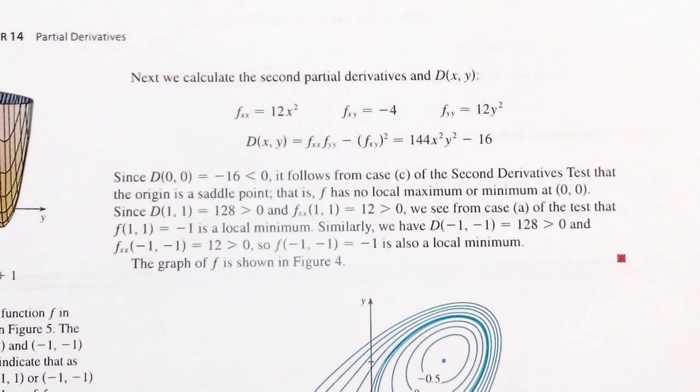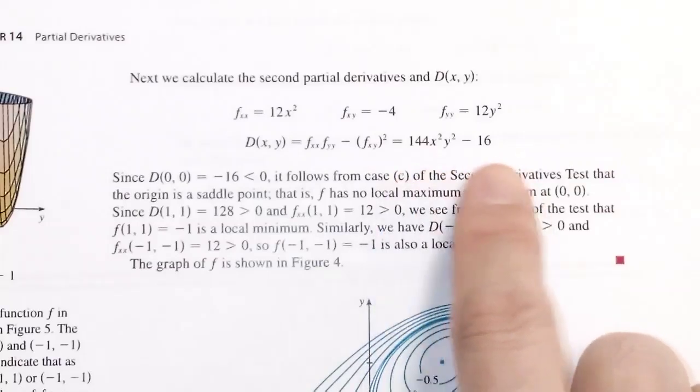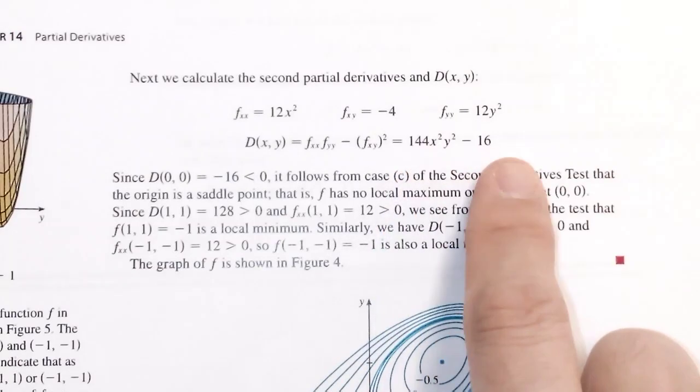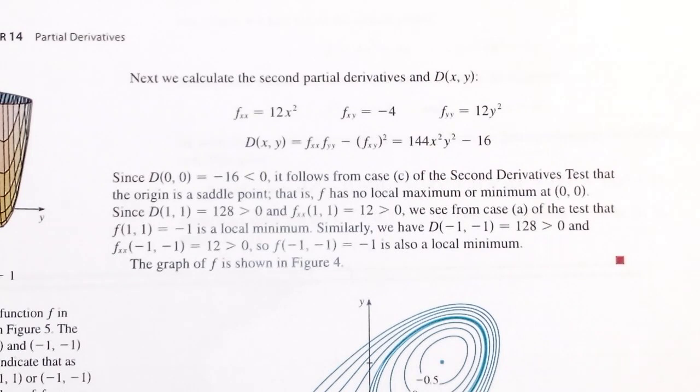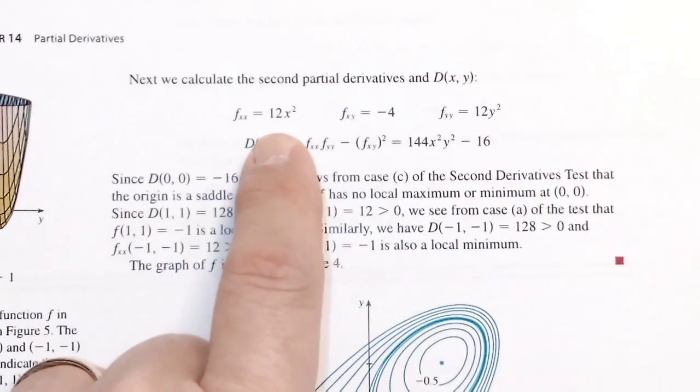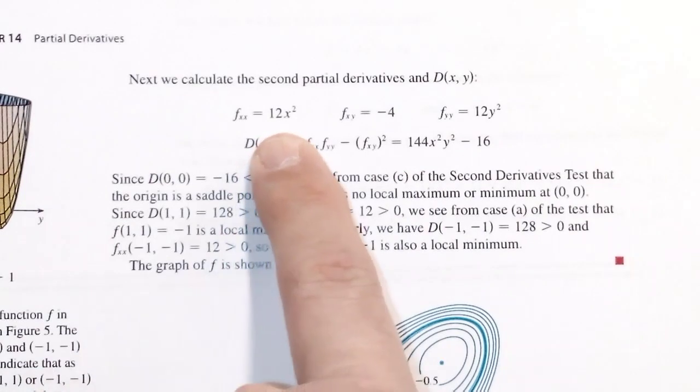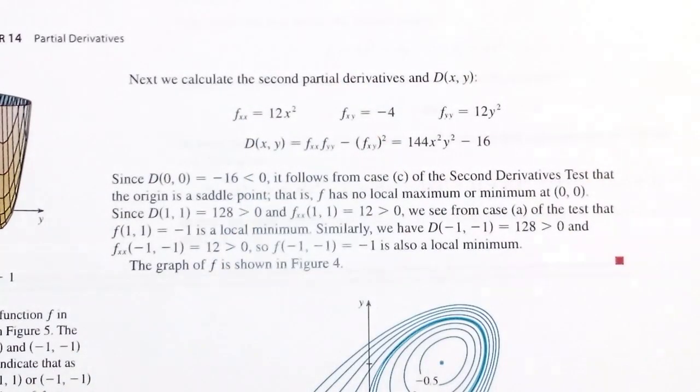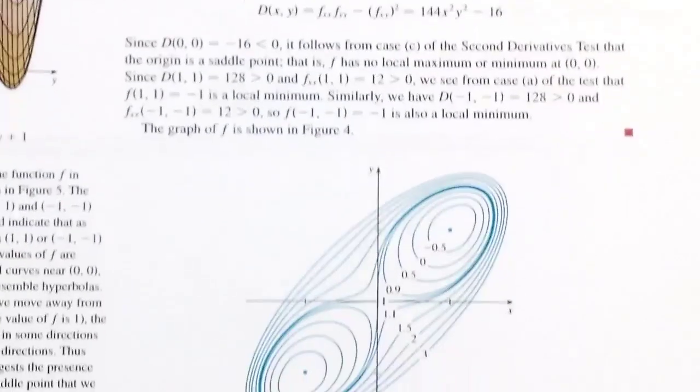If I put in 1, 1, I get this being positive. It'll be 144 minus 16. If I put in negative 1, negative 1, this is again positive, 144 minus 16. And notice that fxx is always positive. So that means that it's going up. I have a local minimum. So I have a minimum at 1, 1, another minimum at negative 1, negative 1, and a saddle point at 0, 0. Now, I could graph this in 3D, but the textbook actually gives me a contour plot.